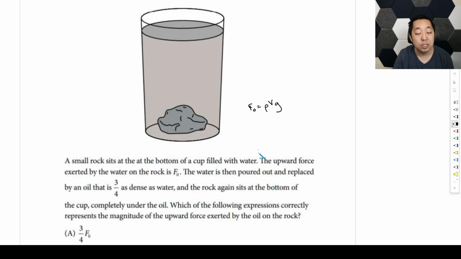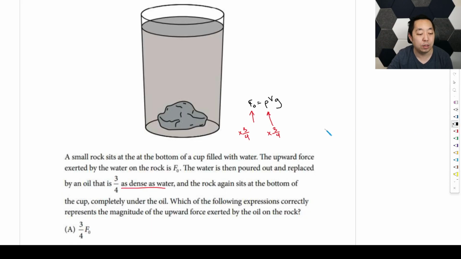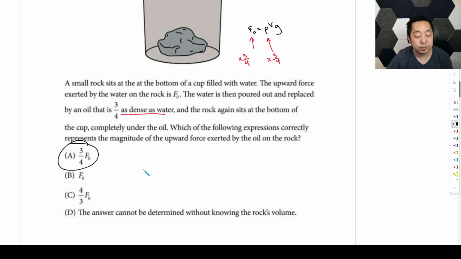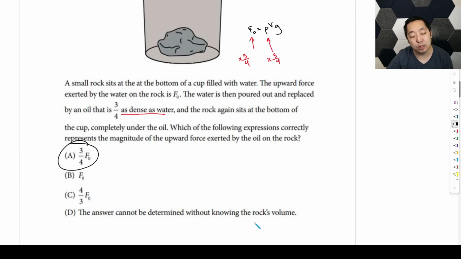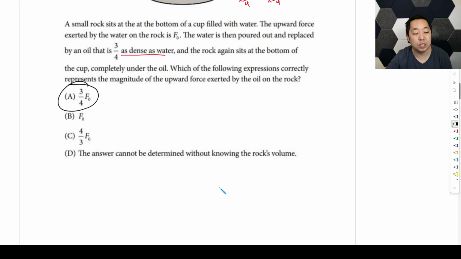It's rho Vg. Now what's happening here is same volume because it's completely submerged, same g because we're on the same planet, but we're taking that rho and multiplying it by 3/4 because it's 3/4 as dense as water. So we're multiplying the density by 3/4, and so we would be multiplying the force by 3/4 as well, and so that's going to be 3/4 F0. Okay. This one, it cannot be determined without knowing the rock's volume. It's the same. It doesn't matter. It's the same volume in both cases because it's the volume being displaced. So even though we don't know the rock's volume, we do know that it's the same in both scenarios.